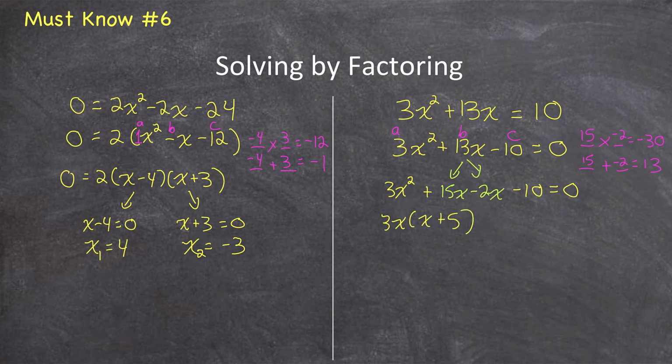I'll take out a 3x. And I'll take out a common factor from the last two terms. I'll take out a negative 2. I have a common binomial of x plus 5. I'll factor that out. And when I factor that out from both terms, I'm left with 3x minus 2 as my second factor.